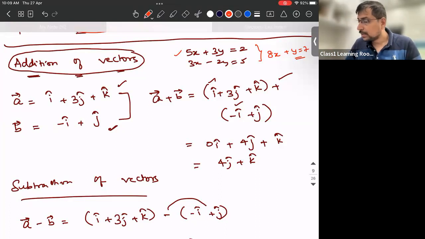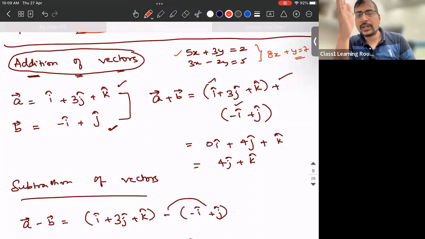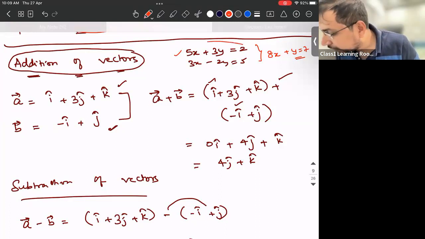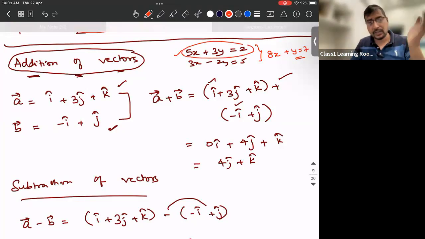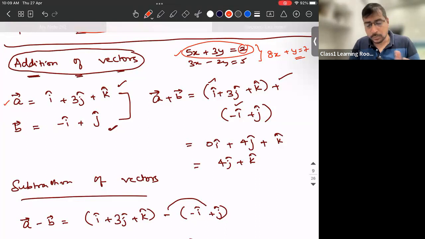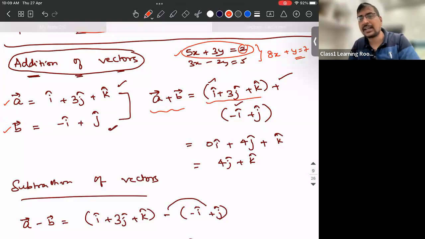Now, the only difference between algebra and vectors is that in algebra you use x and y, and in vectors you use i cap, j cap, and k cap. If I convert this to vector form, the only thing is you will not have the constant. So can I say a vector is equal to i cap plus 3j cap plus k cap, some random vector, and b vector is equal to minus i cap plus j cap. Then if I ask you to do a vector plus b vector, what will you do? You will take i cap plus 3j cap plus k cap plus minus i cap plus j cap. You're going to add them.